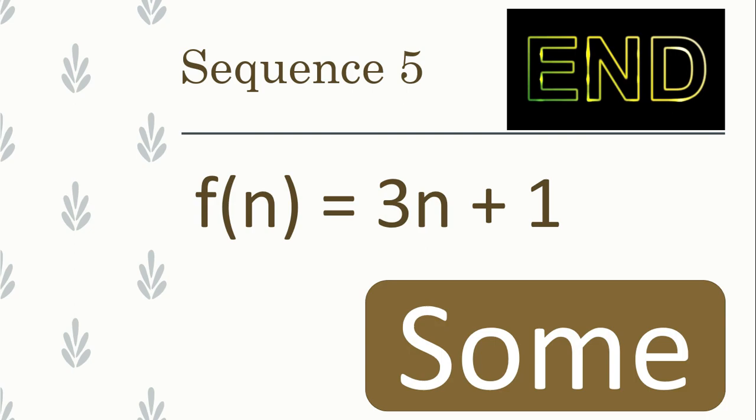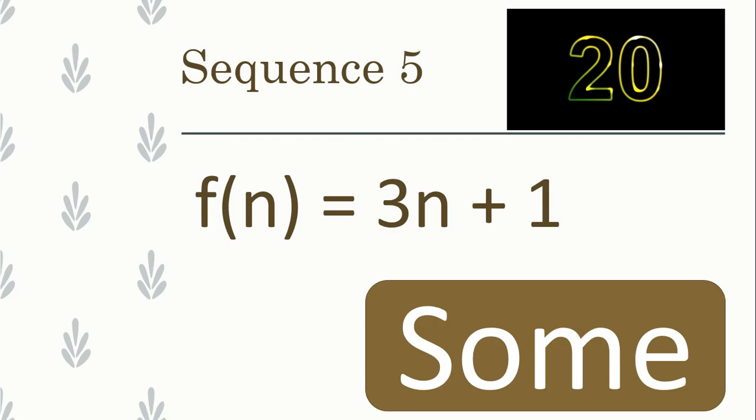For example, if n is equal to 3, we are evaluating the third term. So 3 times 3 is equal to 9 plus 1 is equal to 10. And 10 is divisible by 5.